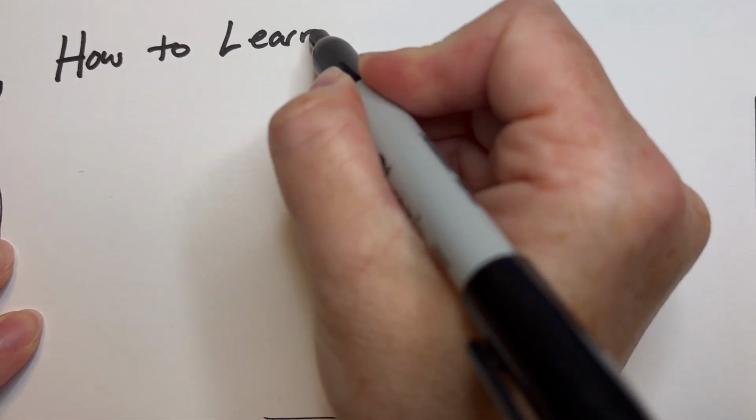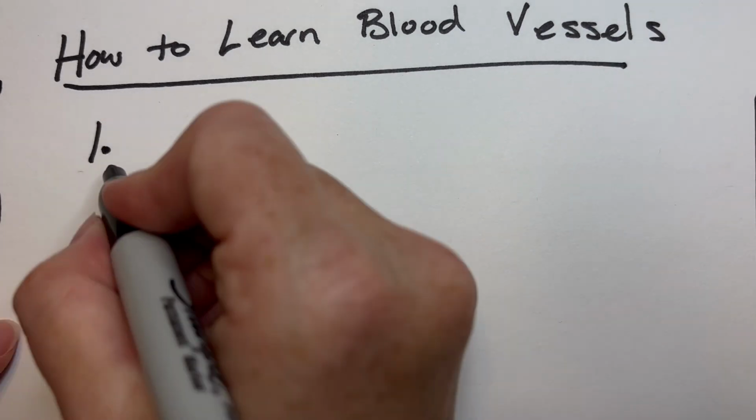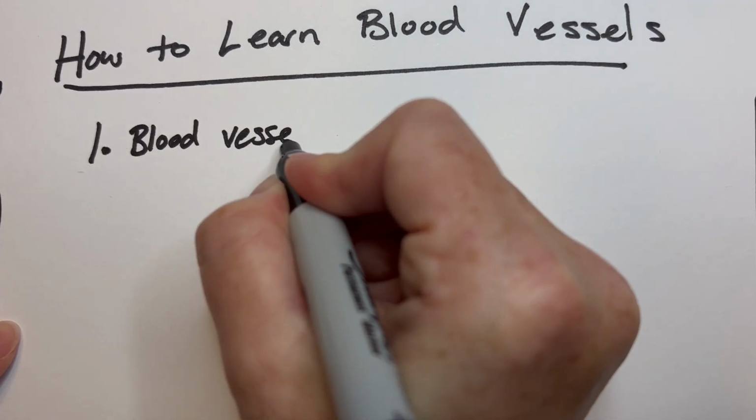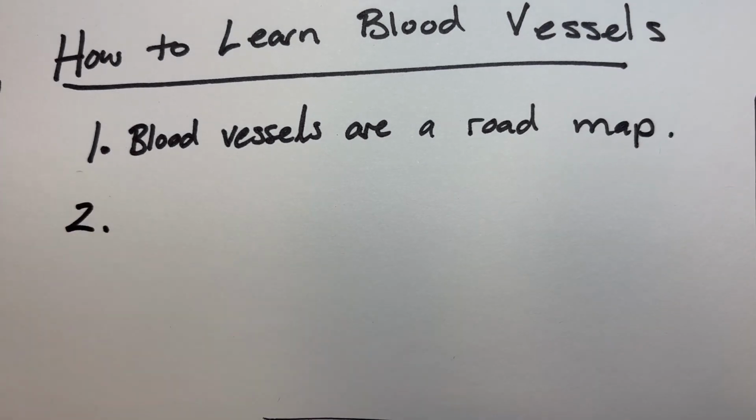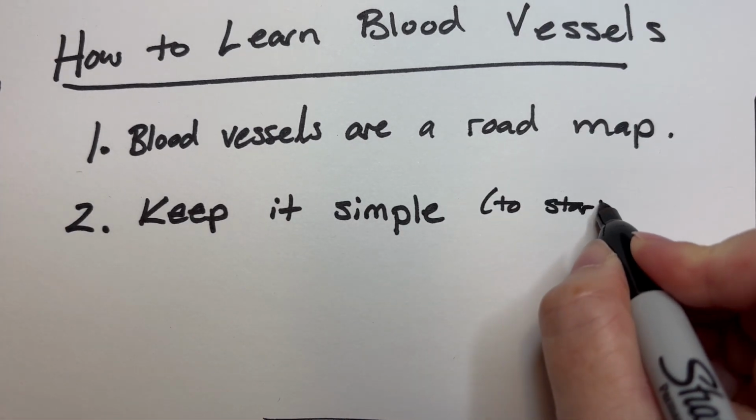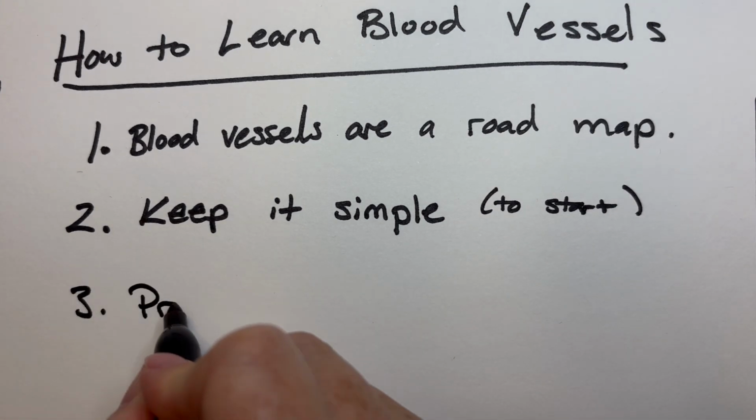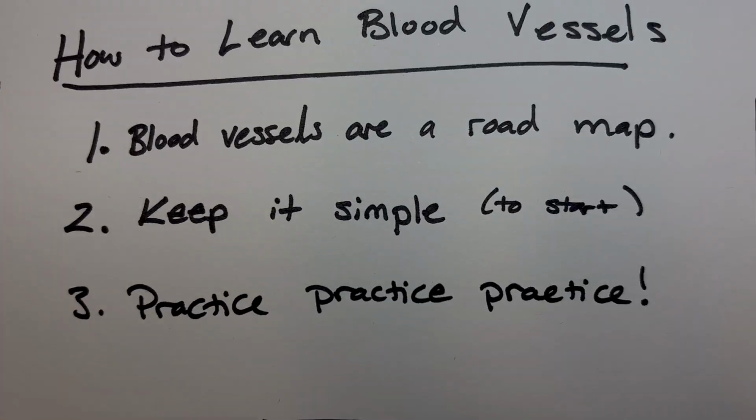Here are some strategies for learning blood vessels and understanding blood flow. Number 1, treat blood vessels like a road map. They're connected just like streets. Number 2, when you're starting out, definitely keep it simple. And number 3, practice, practice, practice. Anatomy is all about repetition.